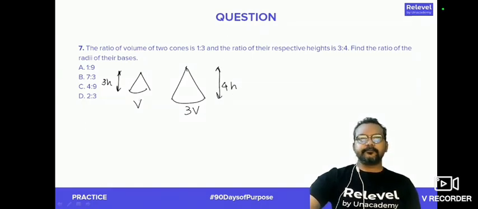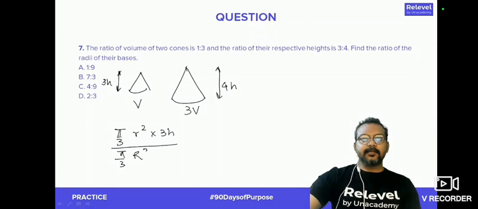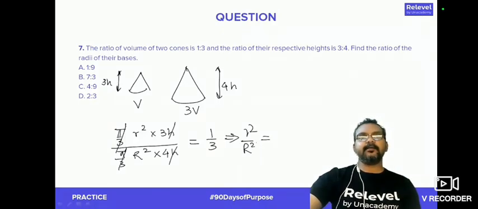So the volume is basically 1/3 pi r squared, so small r squared times the height, by the capital R squared for the big cone times this. So this is given to be 1:3. So from here we get r squared by capital R squared is equal to 4/9. So small r to capital R, or small cone radius to big cone radius, is 2/3. So that is the ratio of the radii of the bases. So that is 2:3, option D. 7 is option D.